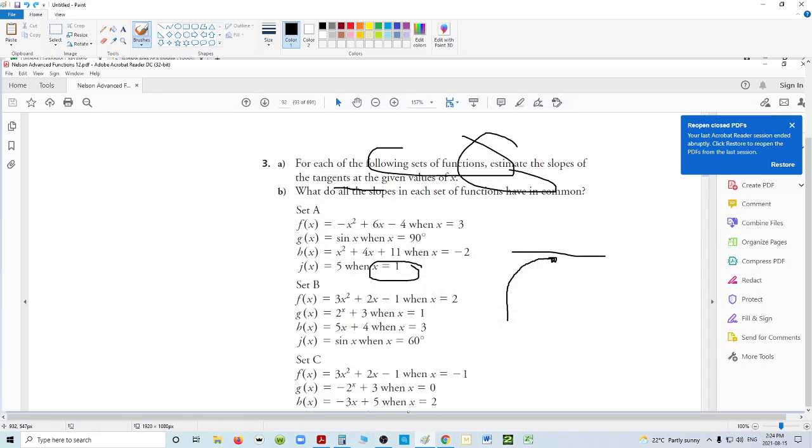And they're asking, what do all these slopes of each set of functions have in common? These are a horizontal line. These are all vertical lines. Well, we'll have to see, but I'm going to guess they're all vertical lines.